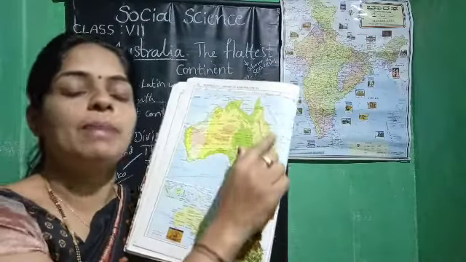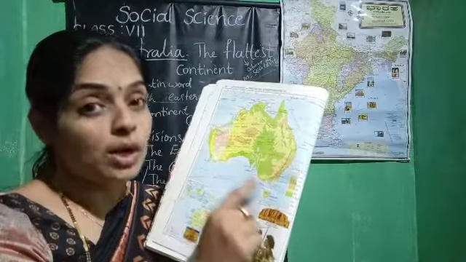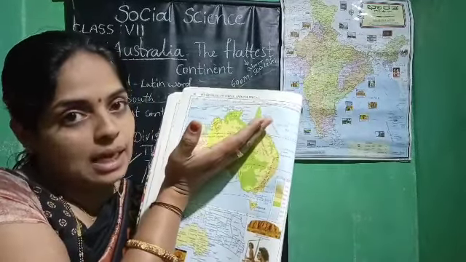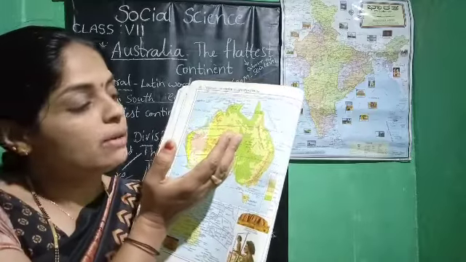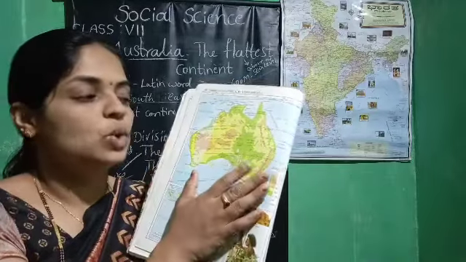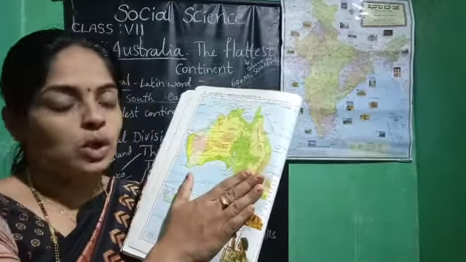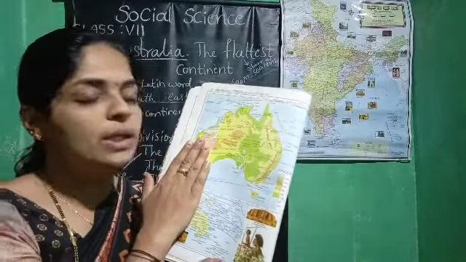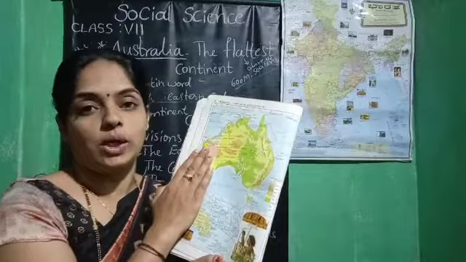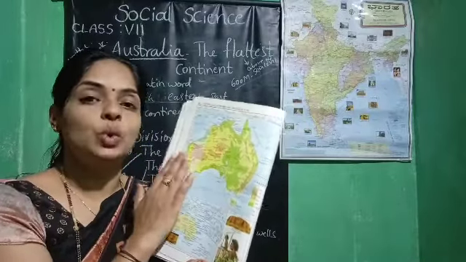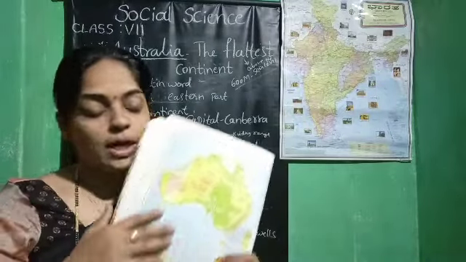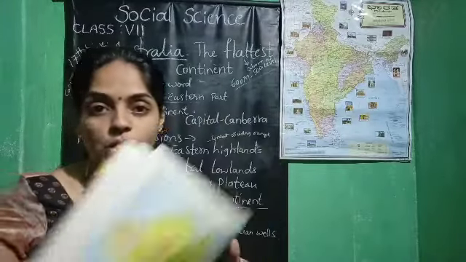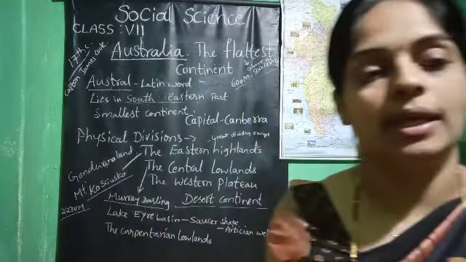Understood? It is the flattest continent and the smallest continent. It is 600 meters above sea level. Almost 95% is low, so it is called the flattest continent, and almost half of the part is covered by desert, so it is called the desert continent. Understood? So please go through the lesson, children. And observe the map in your atlas book or in your textbook. Okay? Please go through the lesson. Thank you.